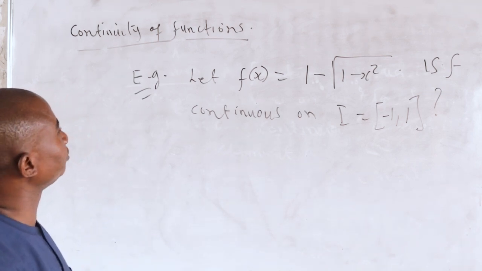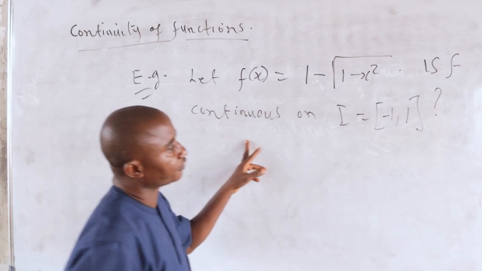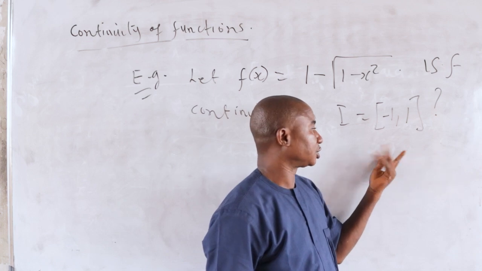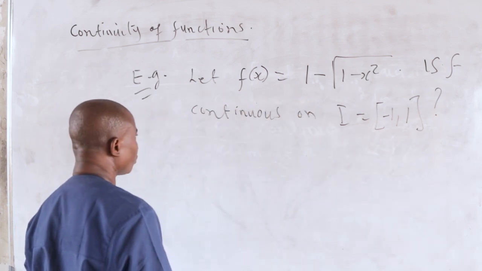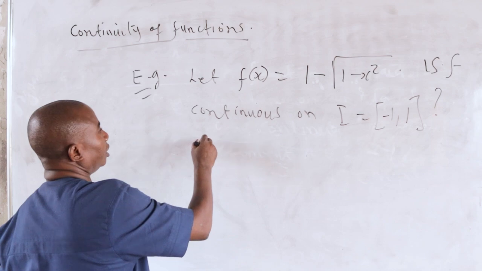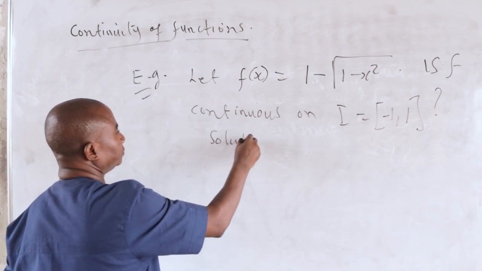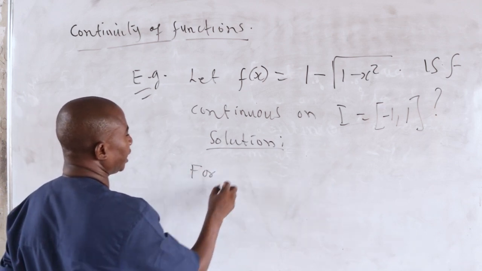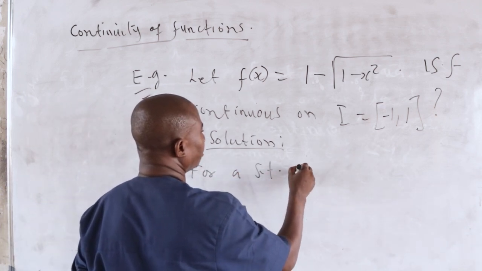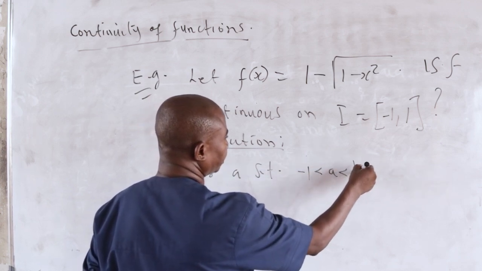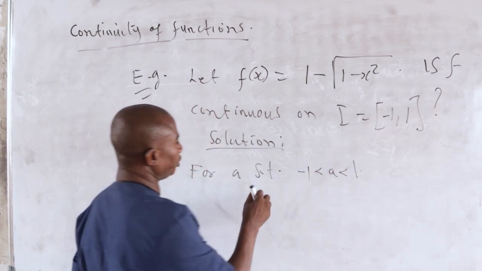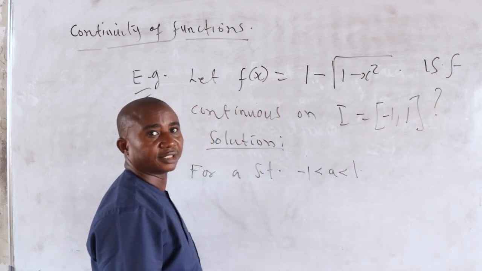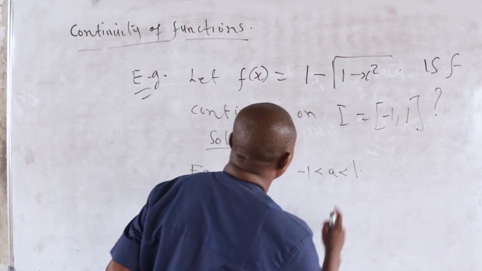Like we said before, continuity on a given interval means that for any element of the interval we pick, our function is continuous there. And so we are going to check this for any a such that -1 is strictly less than a and a is less than 1. Here, I'm taking a from this interval, but I'm not considering the endpoints yet. So let's see what happens.